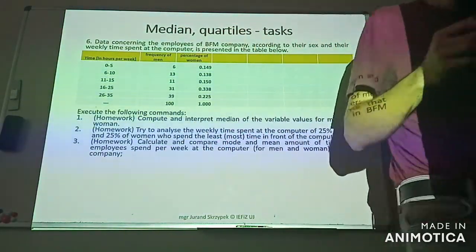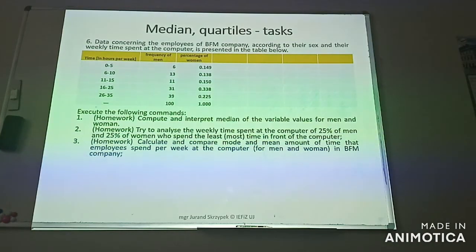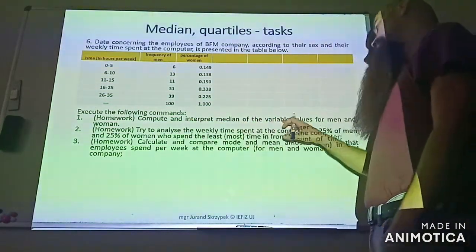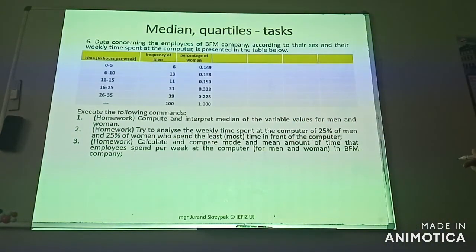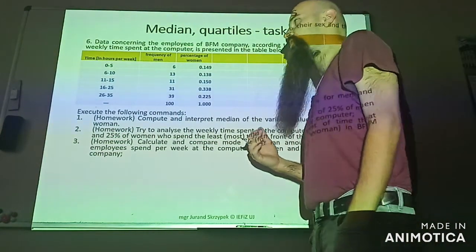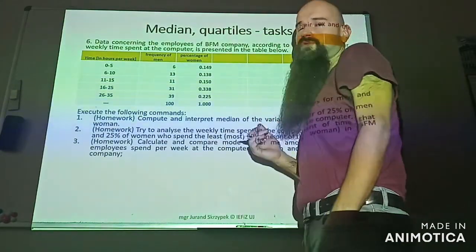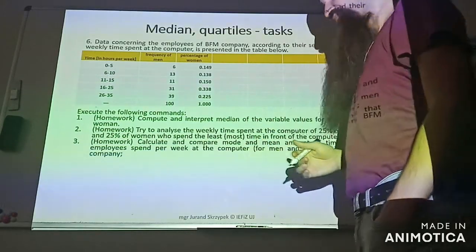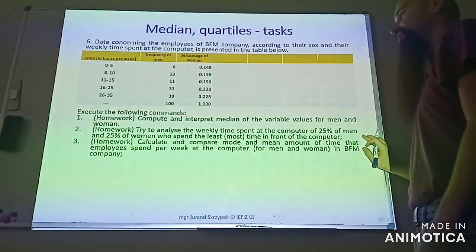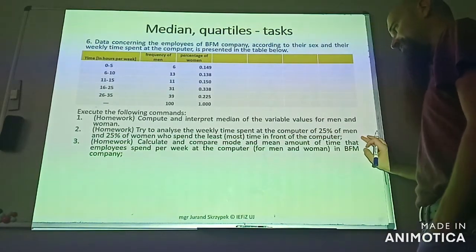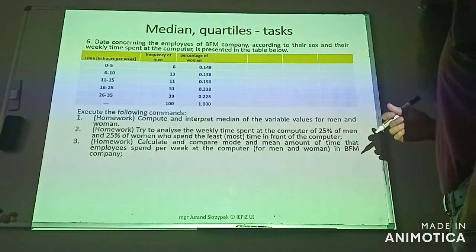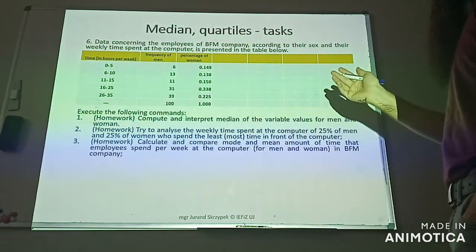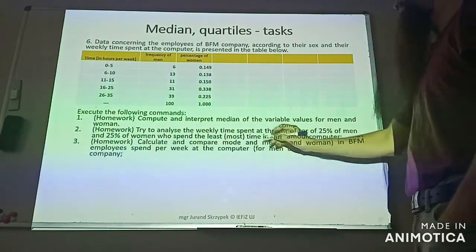First 3 problems are dedicated especially for you because you know how to do it. First, compute and interpret median of the variable values for men and women. It means the median of time spent at the computer for the group of women and group of men. The second one is to try to analyze the weekly time spent at the computer of 25% of men and 25% of women who spend the least or the most time in the front of the computer.